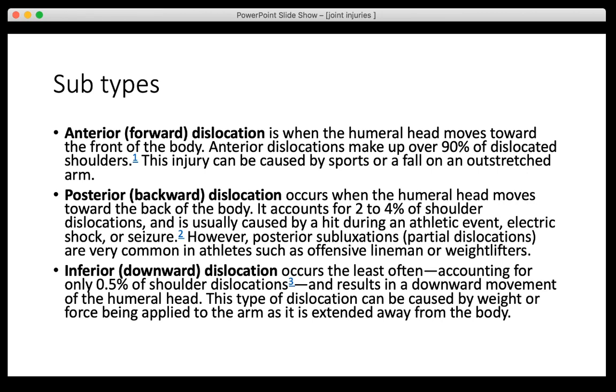And the last one is inferior, downward dislocation, and this occurs least often, accounting for only 0.5% of shoulder dislocations. So 90% of dislocations are forward, then comes the backward, and then comes this one, the downward dislocation, which results in downward movement of your humeral head bone. This type of dislocation can be caused by weight or force being applied to the arm as it is extended away from the body. So when you apply a lot of weight force, this kind of problem can happen. So these are the three common subtypes of shoulder dislocations in sports.